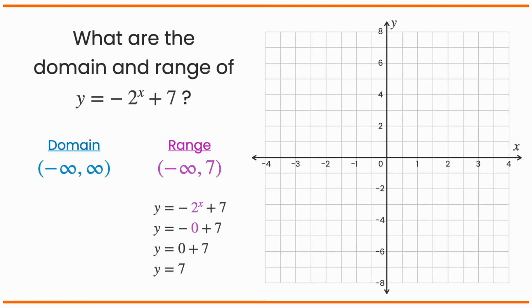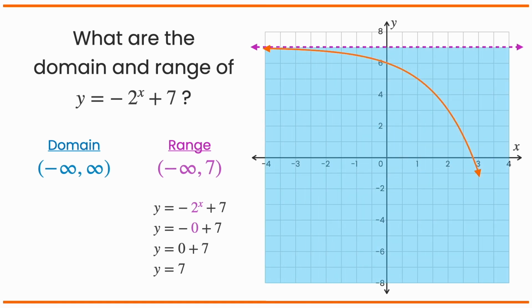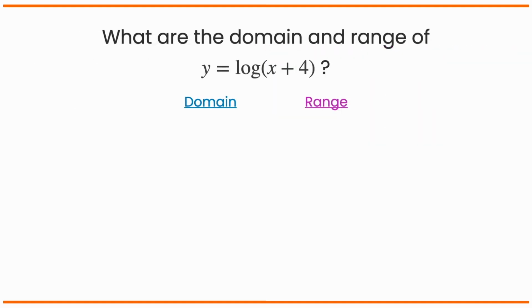Let's look at the graph to understand this a little deeper. 2 to the x power has a horizontal asymptote at y equals 0. The negative multiplier in the equation reflects the graph over the x-axis, and the plus 7 shifts the entire function and its asymptote upwards. So the picture matches our answers. The line extends infinitely left and right, so its domain is all real numbers. It also extends infinitely downwards, but has an upper bound of 7 that it will never actually reach. Nice work. Let's try one more example together.